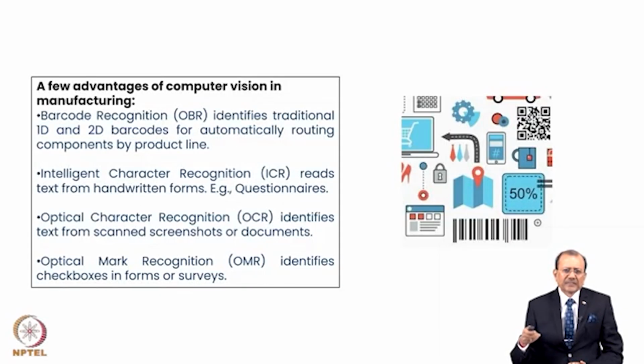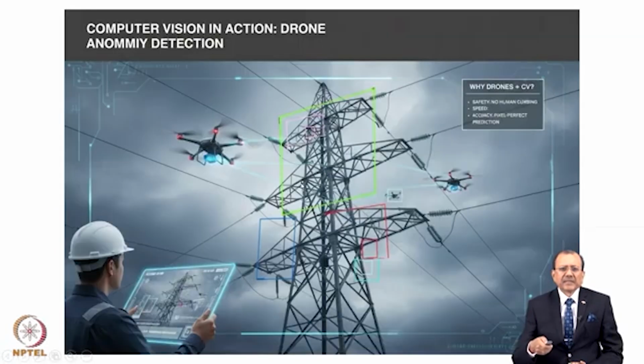I am trying to explain some of the other use cases of computer vision quickly. Computer vision has wide use cases in manufacturing, like barcode recognition, intelligent character recognition, OCR character recognition, and optical mark recognition. Then a very good live example of computer vision.